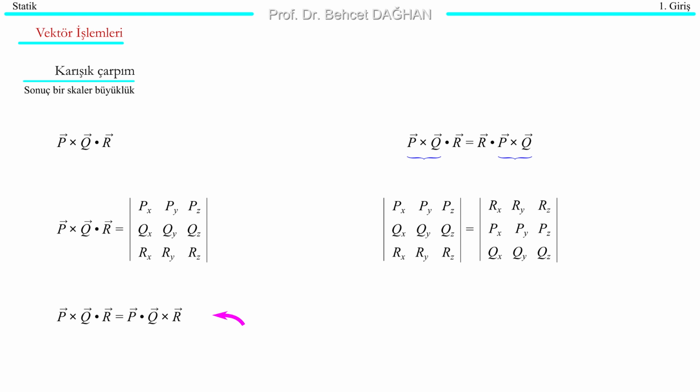There's another property of mixed product. The place of the cross product and the dot product can be swapped. The result remains the same. After all, we're doing mixed product with the determinant. In the determinant, if the order of the rows of p, q, and r is not changed, the result remains the same.